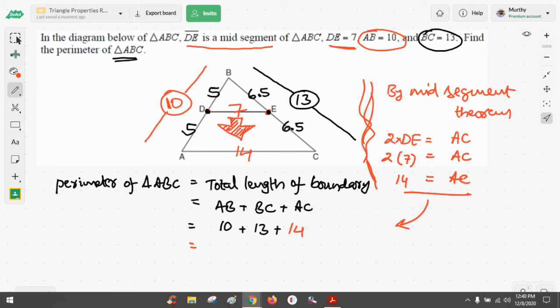Now you know how to sum up: 10 plus 13 gives me 23. 23 plus 14 is 37. So it is 37 units. That's the perimeter of the triangle ABC.